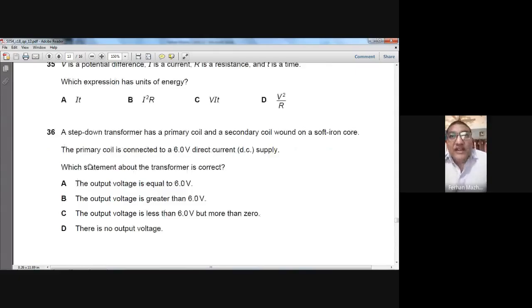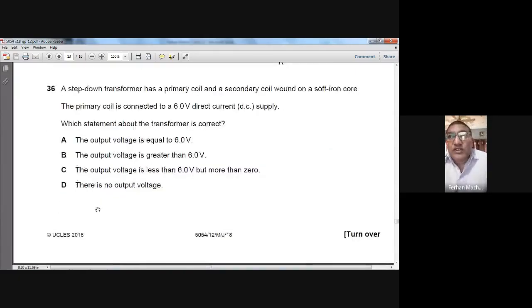Question number 36. A step-down transformer has a primary coil and a secondary coil wound on a soft iron core. The primary coil is connected to a 6-volt direct current supply. Which statement about the transformer is correct? The output, because a transformer works only on AC supply. If you connect the DC supply, there will be no EMF induced in the secondary. There is no output voltage. D is the option for question number 36, because transformers work on alternating current, not a DC power supply.